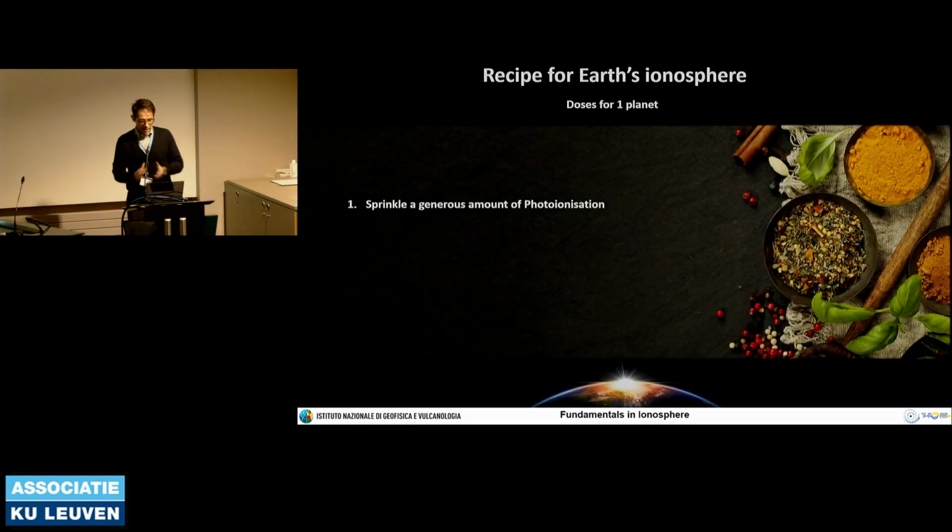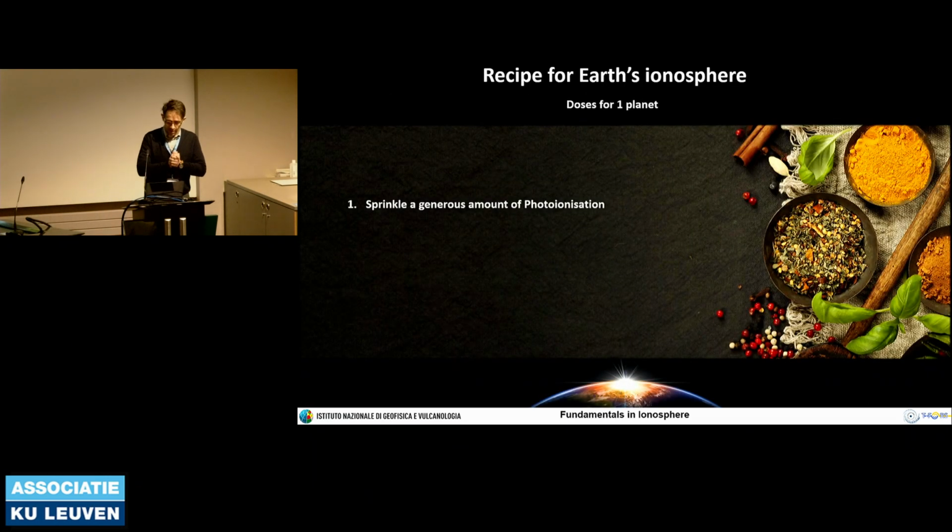So, a good recipe for the Earth's ionosphere, these are the doses for one planet. You have to sprinkle a generous amount of photoionization. You need plasma, so you need photoionization.